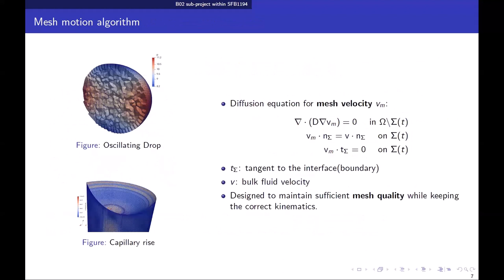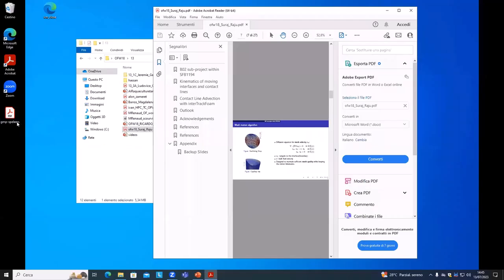Some examples. Before the examples, I just want to say something about the mesh motion in the bulk. It's governed by a Laplace equation, and it can either be based on displacement or velocity, which is regular enough to keep the mesh quality. Just to give an example of some simulations with this method.